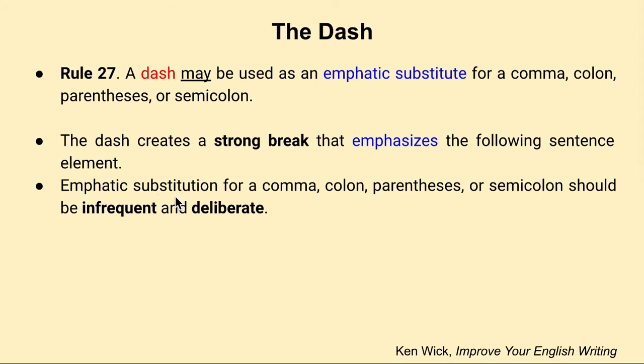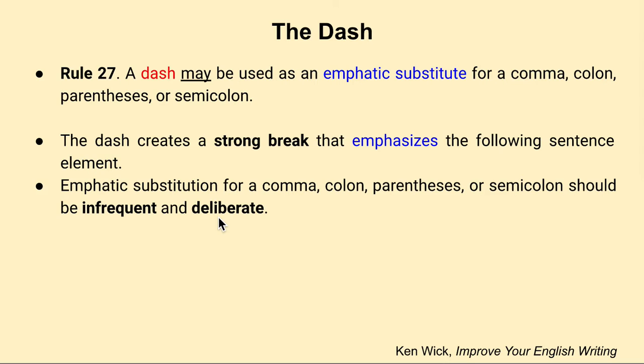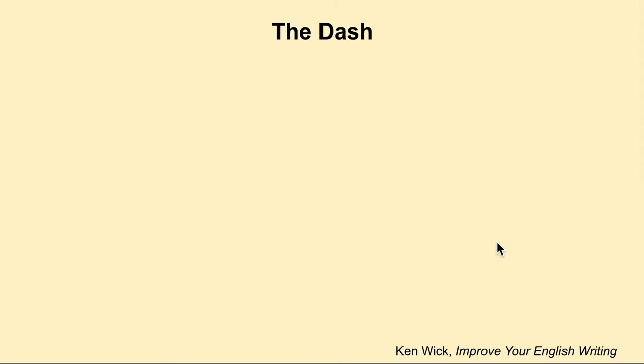And this emphatic substitute for the comma, colon, parentheses, or semicolon should be infrequent and deliberate. So you don't want to overuse this method of punctuation. It should be infrequent, and you should do it knowingly. So let's look at an example or two. I guess it's on the next slide. Oh, that's right, because we had several for a comma, colon, parentheses, and semicolon. So let's look at an emphatic substitute for each case.